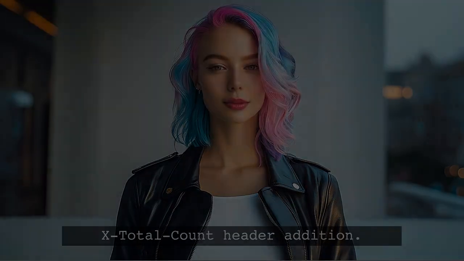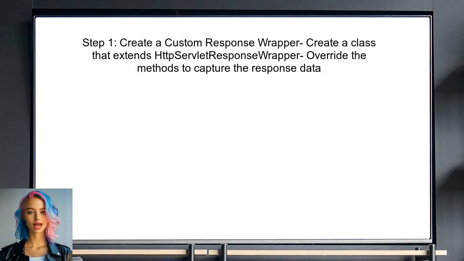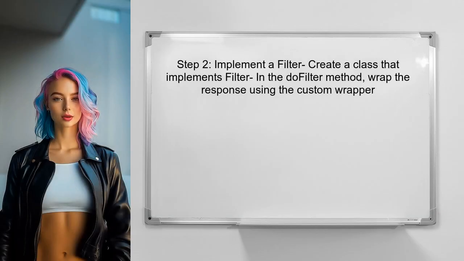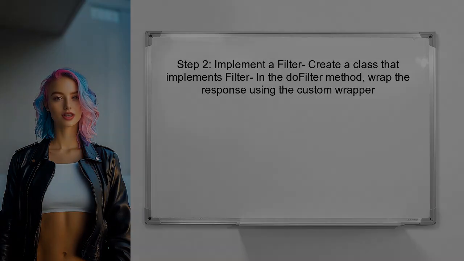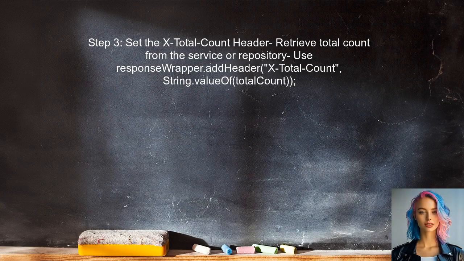To automatically add the X-Total-Count header in Spring, the user can create a custom response wrapper. This wrapper will intercept the response and add the header before sending it back to the client. Next, the user should implement a filter that will use this custom response wrapper. This filter will be responsible for wrapping the response and adding the X-Total-Count header based on the total number of items. In the filter, the user can retrieve the total count of items from the service layer or repository. This count will then be set in the X-Total-Count header before the response is sent.